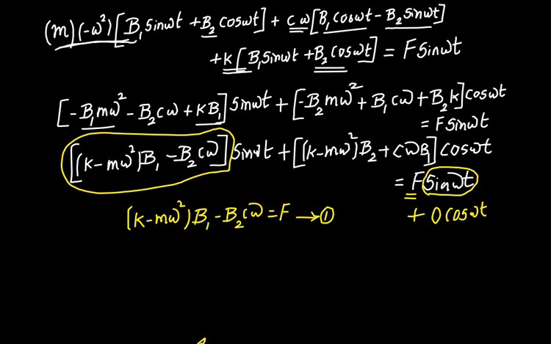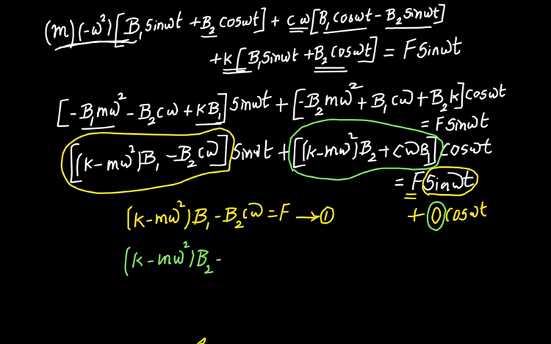In exactly the same manner, compare the coefficient of the cos term on the right hand side, it's 0, and the coefficient of the cos term on the left hand side, it's going to be k minus m into omega square into B2 plus C into omega into B1 is equal to 0. So this gives our second equation. Now all we have to do is solve 1 and 2. That's it. Solve 1 and 2 and you are almost there.